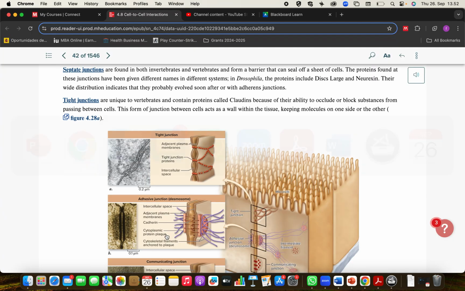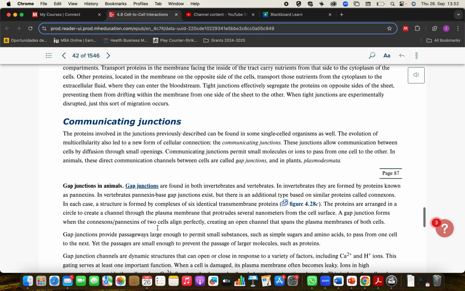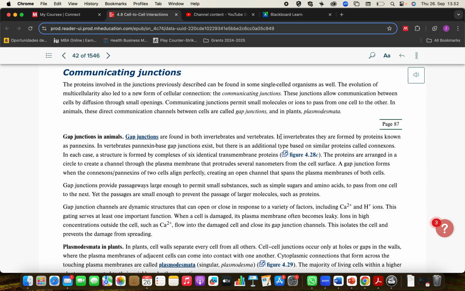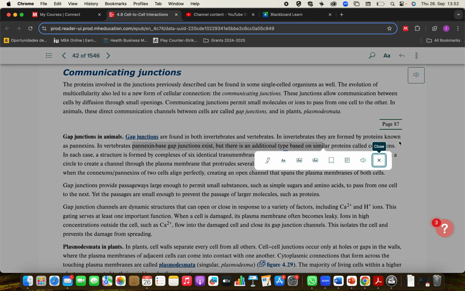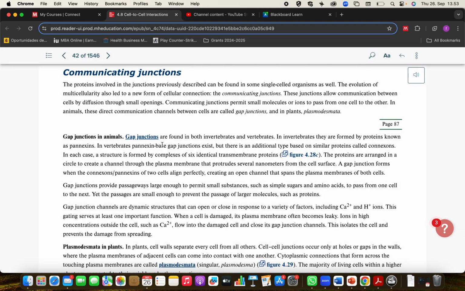We have this definitely in animal cells, in invertebrates and vertebrates, and there are different ones. For example, in invertebrates, they're formed of proteins that are called innexins, and in vertebrates, pannexin-based gap junctions exist, but they also have these connexons, so mostly made of connexons in vertebrate cells.